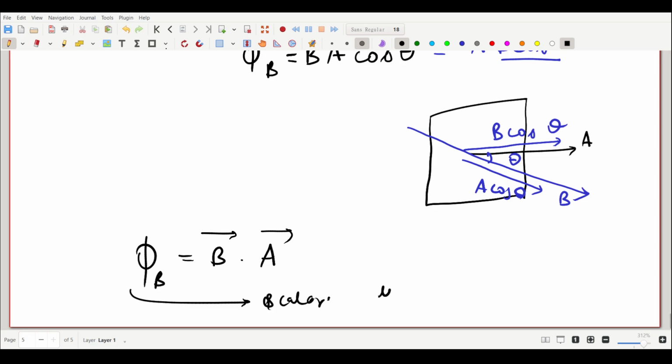What will be the unit of that? So the unit of magnetic field is Tesla. Area is meter square. So Tesla meter square, which is also known as Weber. W-E-B-E-R. Represented by capital W. The unit of magnetic flux is Weber. W-E-B-E-R. Represented by capital W. Okay.